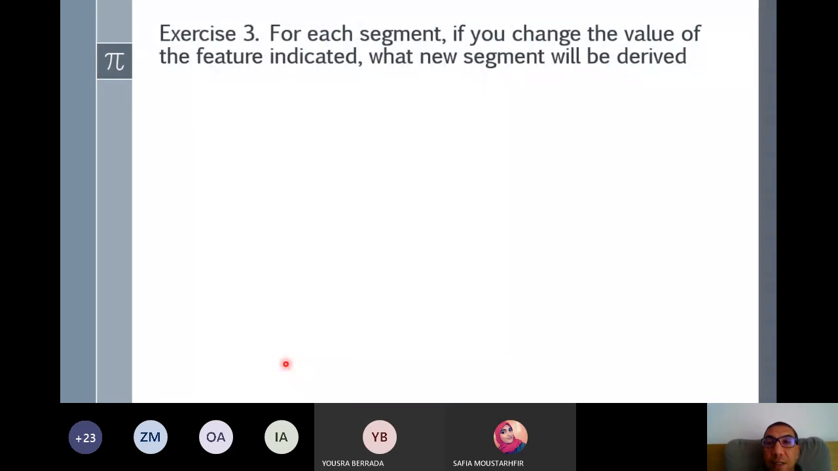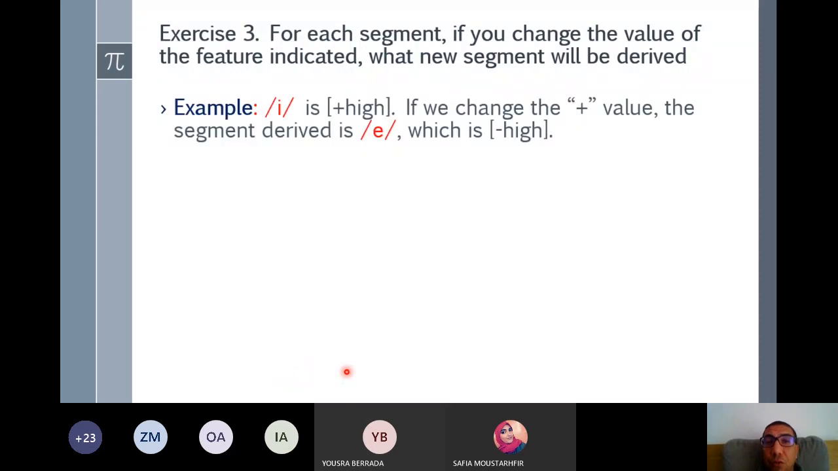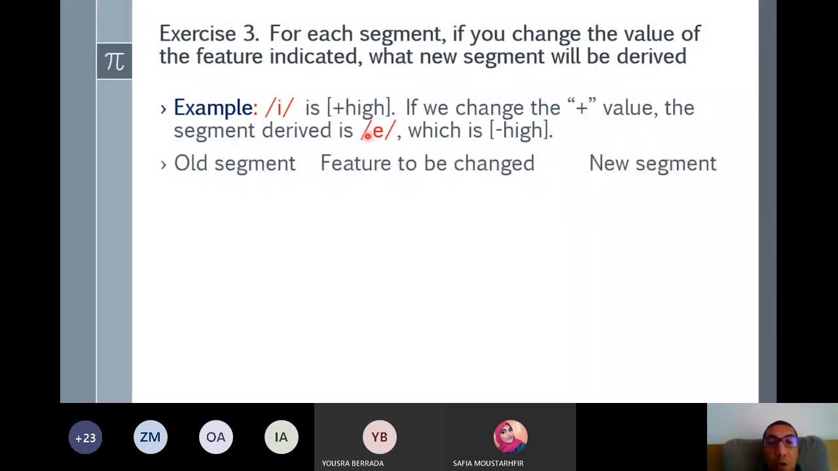Another exercise, exercise 3. For each segment, if you change the value of the feature indicated, what is the new segment that will be derived? If e is plus high, if we change the plus value into minus, then the vowel that will be derived is a. So we need to look at the old segment, what is the feature to be changed, and what is the new segment that will be derived.